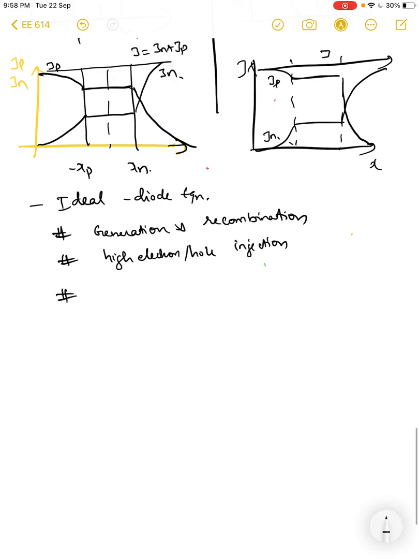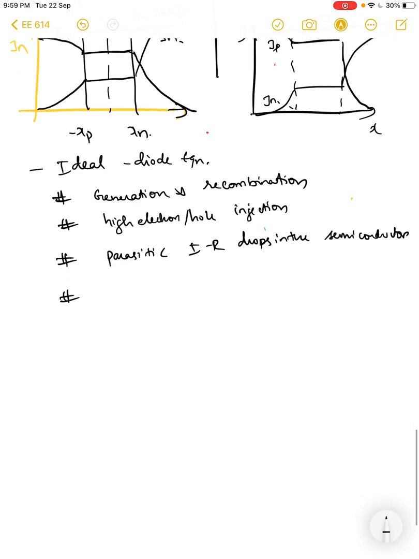The third thing is we assumed that all the potential that is applied drops only across the junction, and there are no drops in the bulk of the semiconductor, which is again a problem because there are always parasitic IR drops in the semiconductor. So the potential at the junction is always smaller than the potential which is supplied. It also did not account for tunneling between the states.